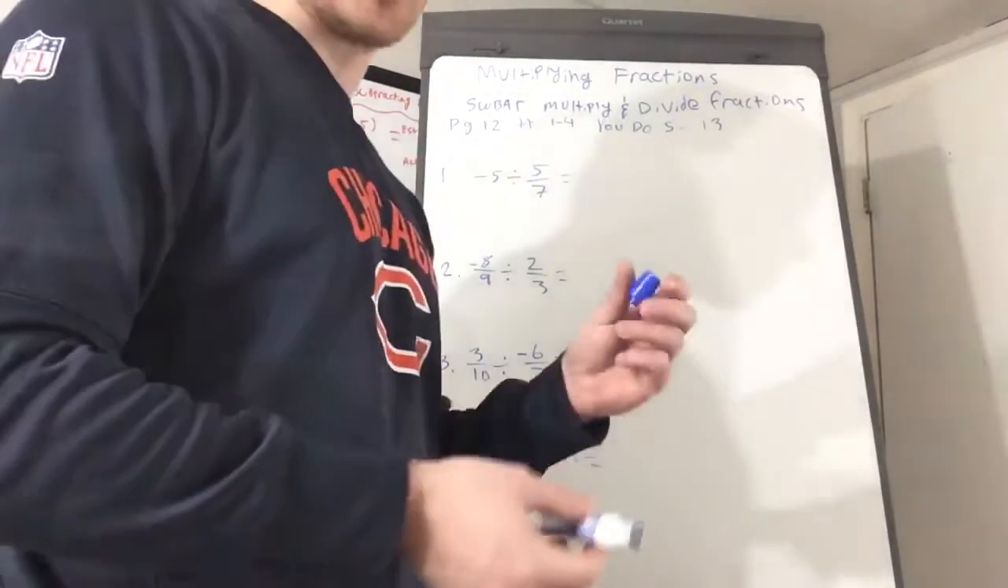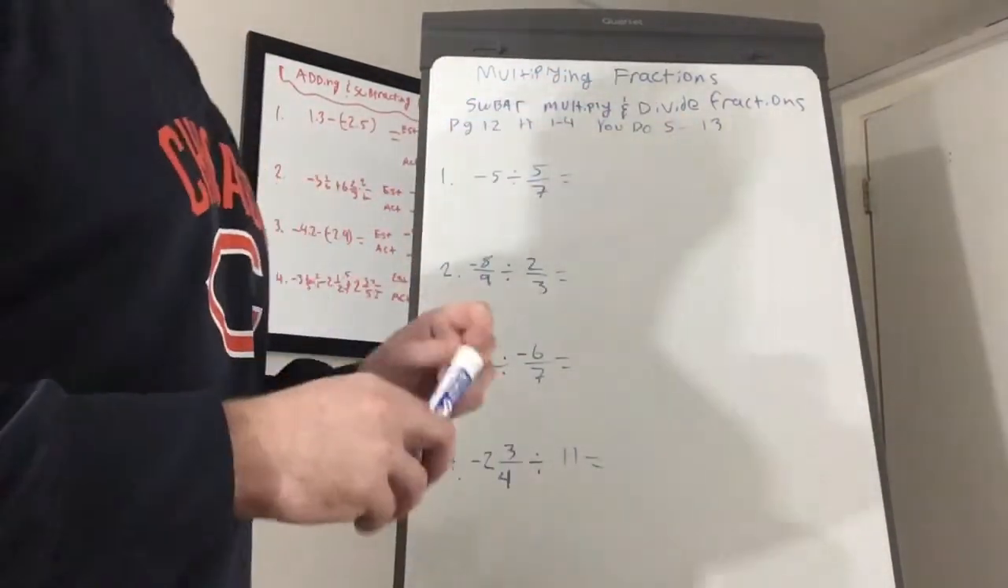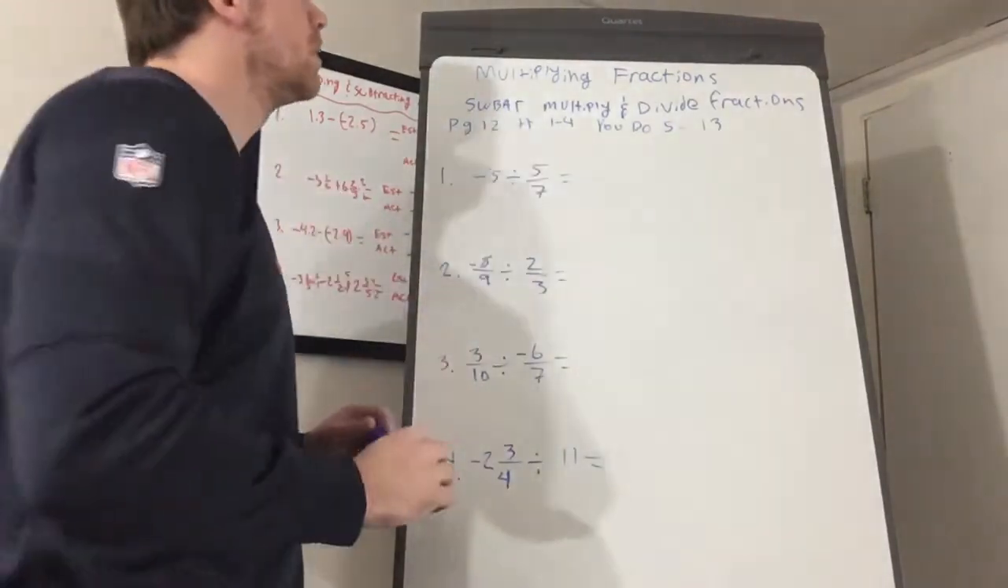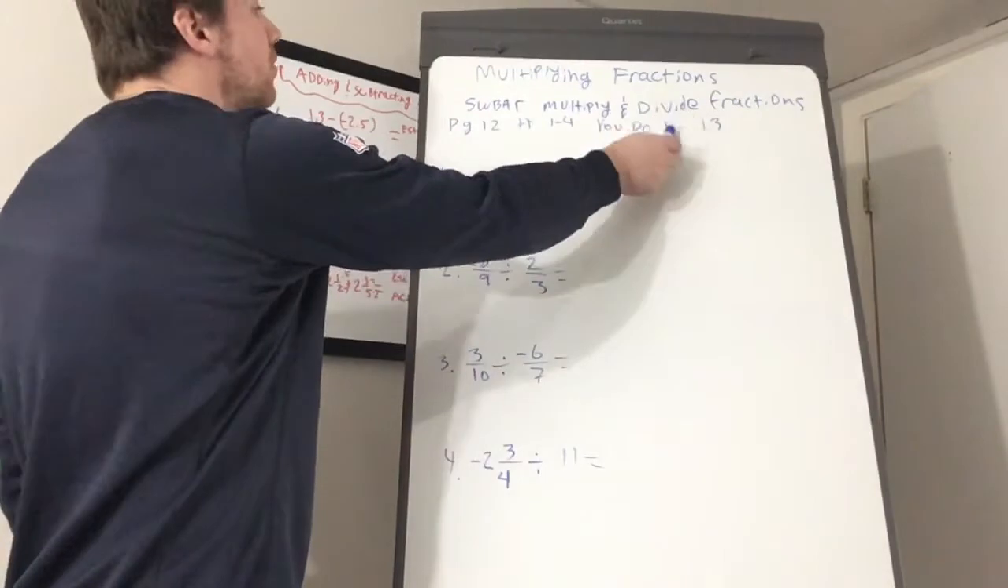Okay, so this is part 2 of the video. Part 1 was multiplying and dividing fractions. Now you should be on page 12, numbers 1 through 4, and we're going to go through 1 through 4, and then you are going to do 5 to 13.